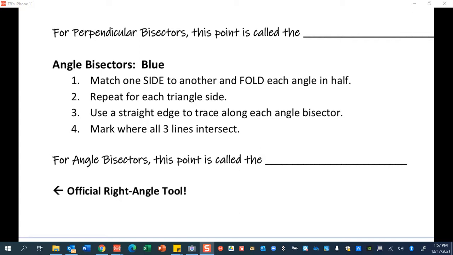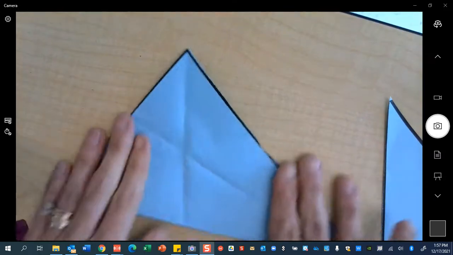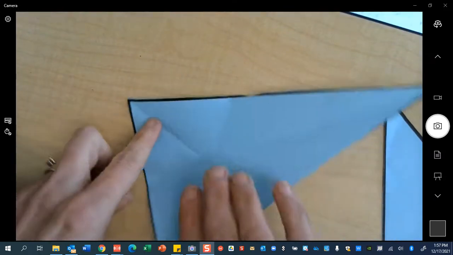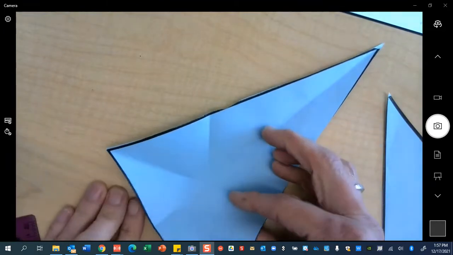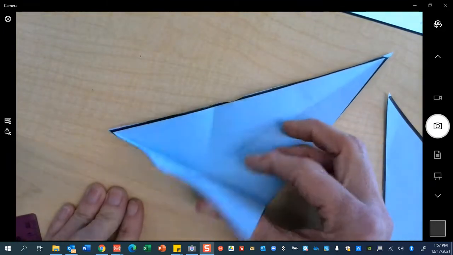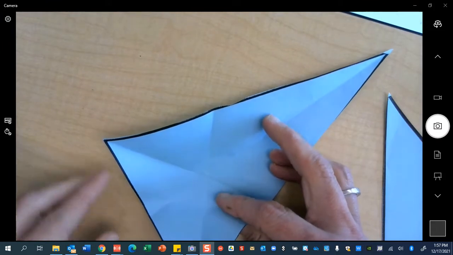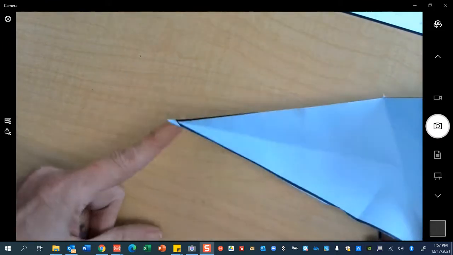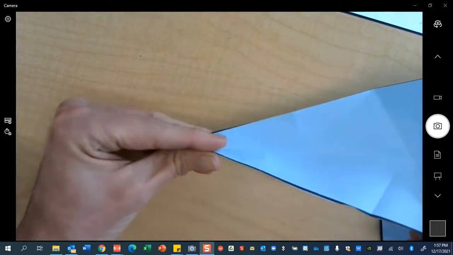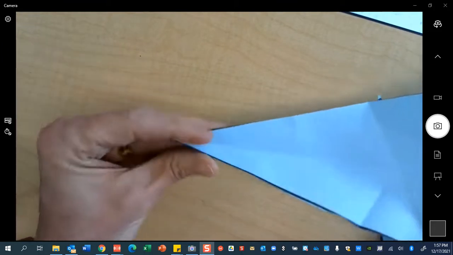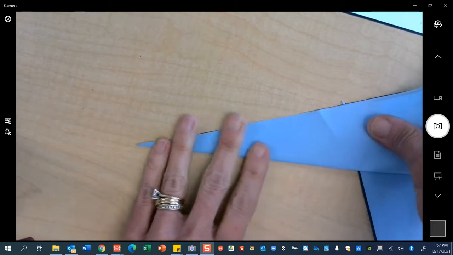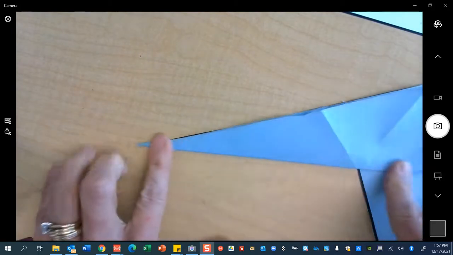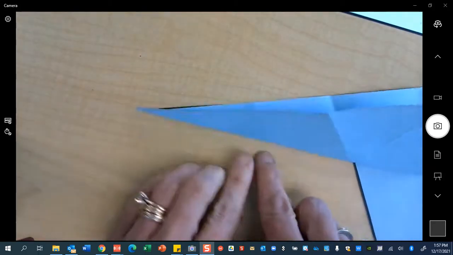And you're going to see something pretty amazing. Are you ready? Here's your blue triangle. And what you're going to do is you're going to match up side to side. Do you see how I'm folding? Side to side. If it's easier, especially for these skinny, tricky angles, if you pinch it, that gets you started on your fold. You're folding each angle in half.